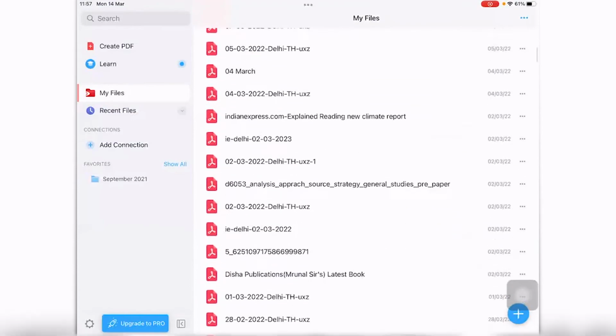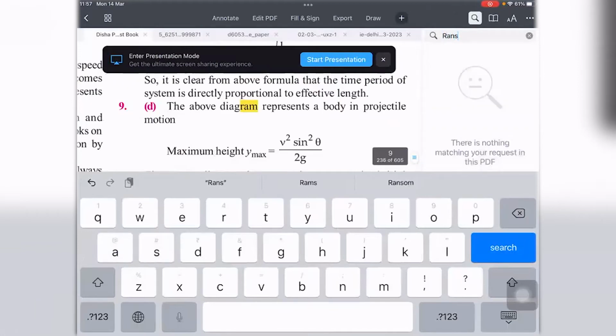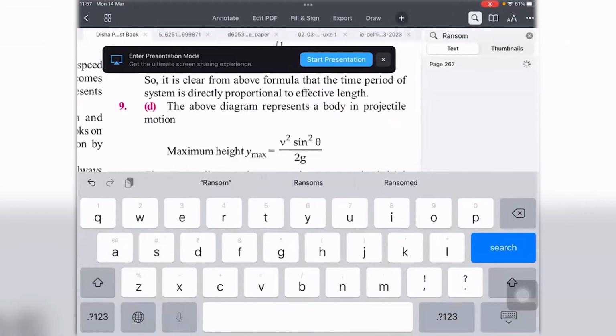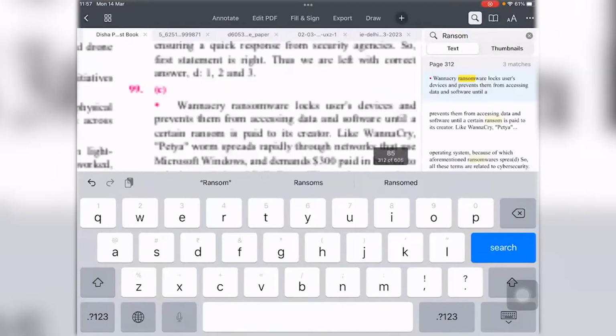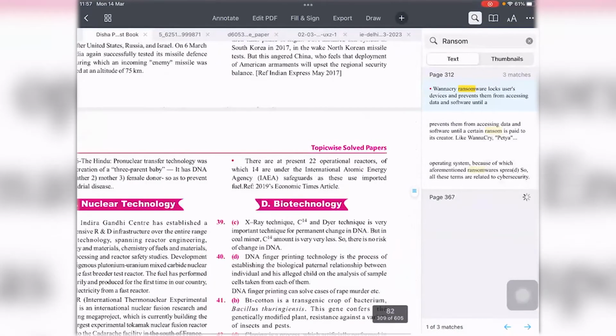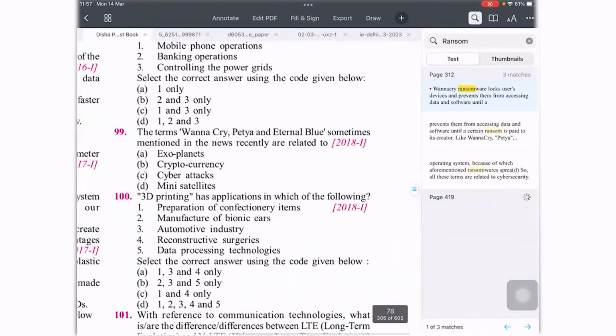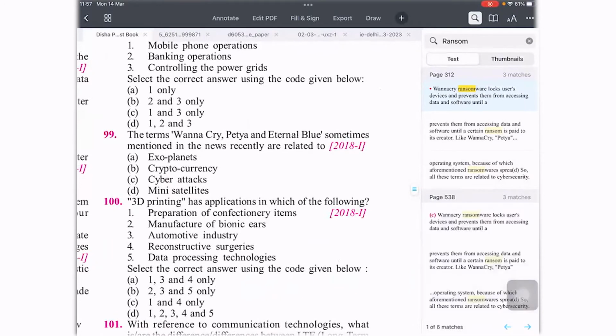Okay. Again, we will go back, open the book and type something. Oops. There is a question. Very old question, 2018. Outdated. No? What is WannaCry, Petya, EternalBlue? These are all types of cyber attack, ransomware. Any new value addition?